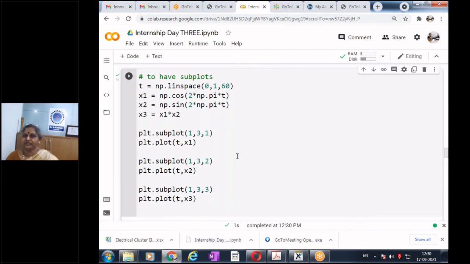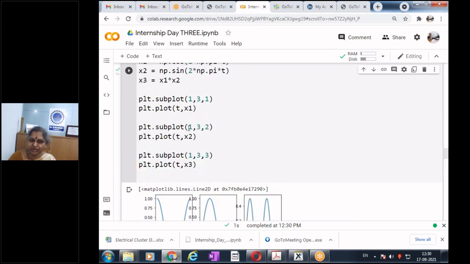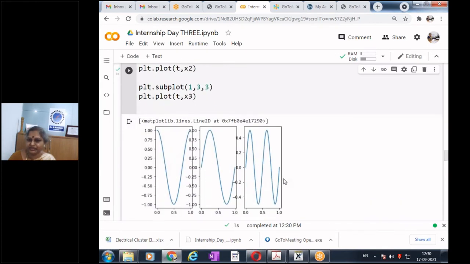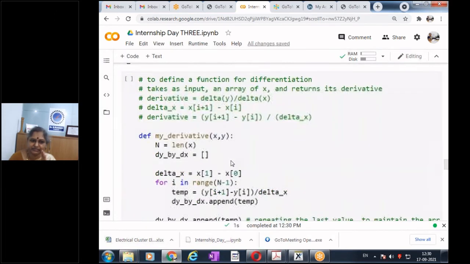So 1, 3. What I decided is I'm splitting my screen as 1, 3. The first one is the cos function, so I'm plotting X1. In the second one, I'm plotting X2. In the third one, X1 into X2. This is what I have. So this way, I can have any number, 3, 3. Then I will use 3, 3 in all the subplots, and I can have different figures plotted in different cells.